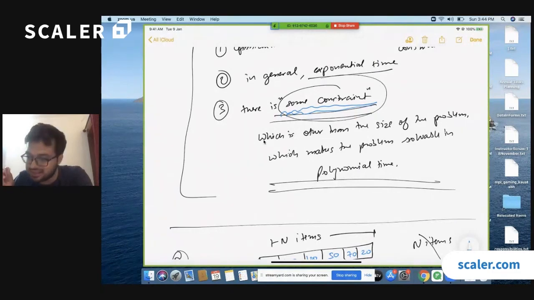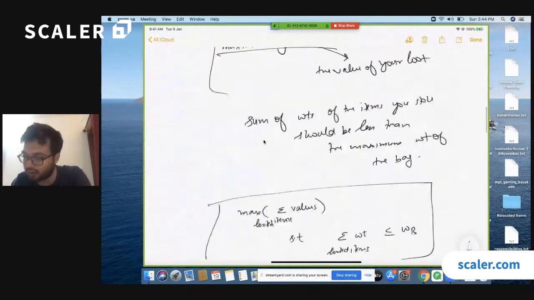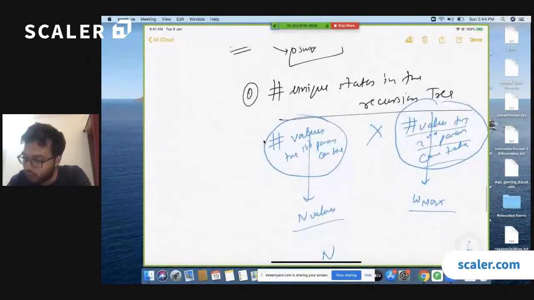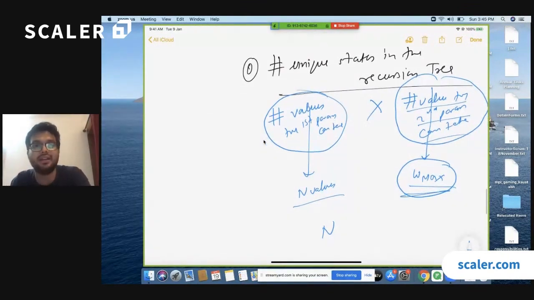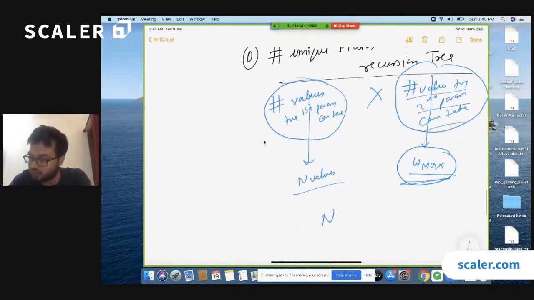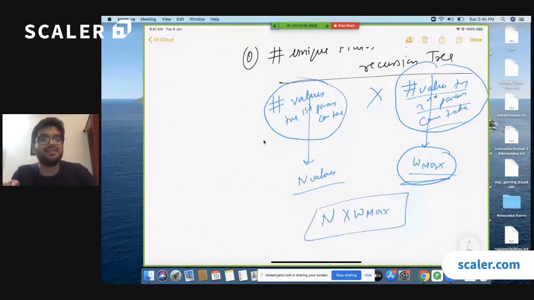The sum constraint that I was talking about here was that you can have a bag with a maximum weight, right? The bag has a maximum weight. Does that make sense to everybody? The bag has a maximum weight, and exploiting that particular value tells me that the number of unique states in this recursion is going to be n into w max. Does that make sense to everybody?